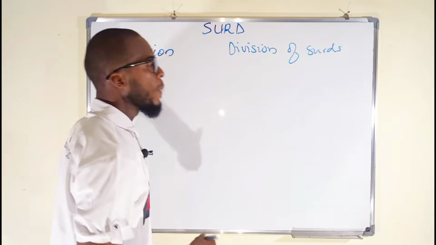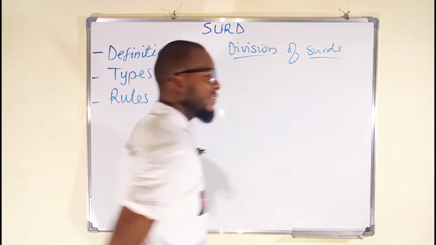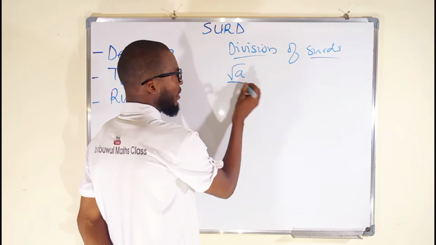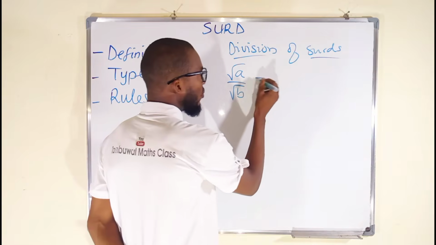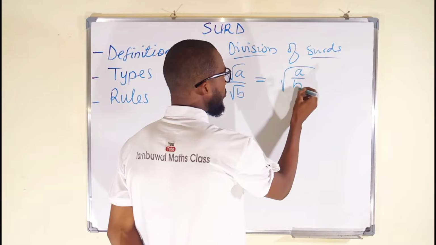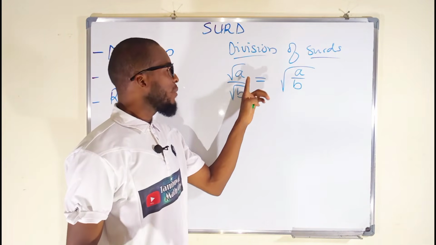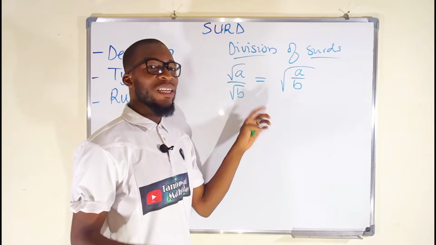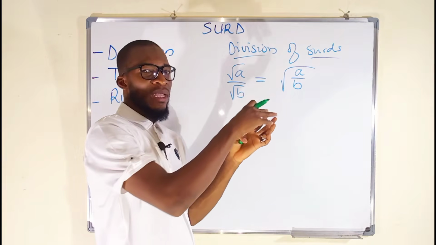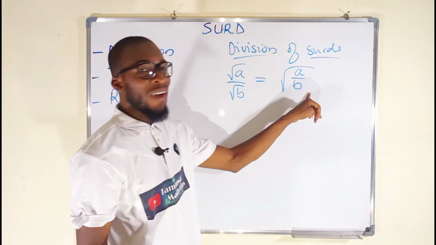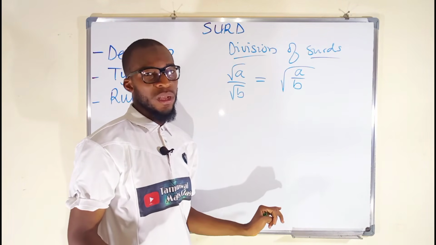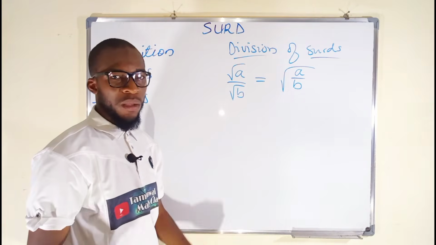Division of surds can be done simultaneously. If you have root A divided by root B, in surd, this can be written as root of A over B. Sometimes A and B might appear to be non-perfect, but dividing A by B may give a perfect number, and you can easily take the square root of a perfect number. This is one of the advantages of dividing this.